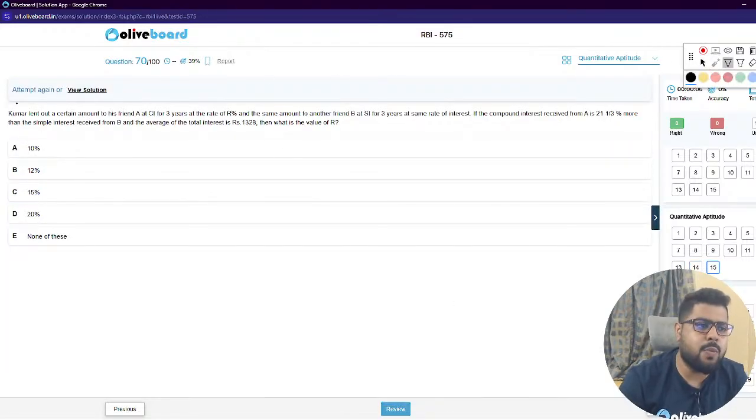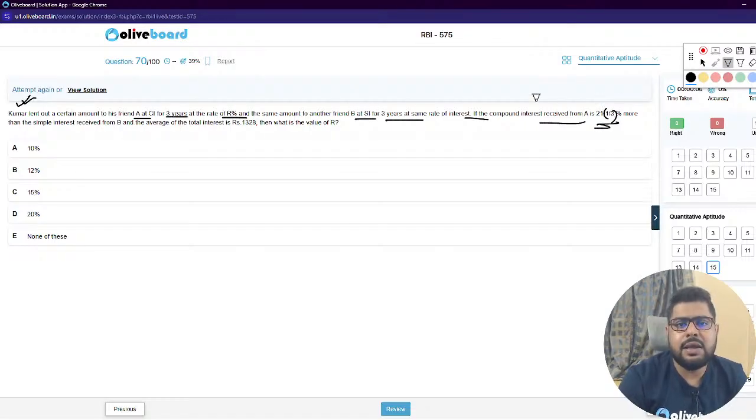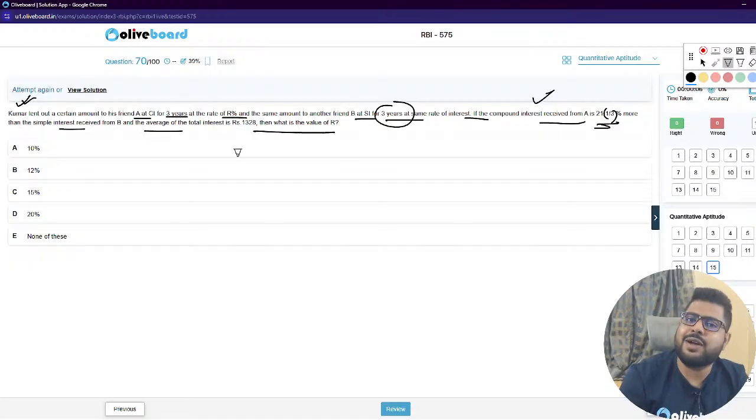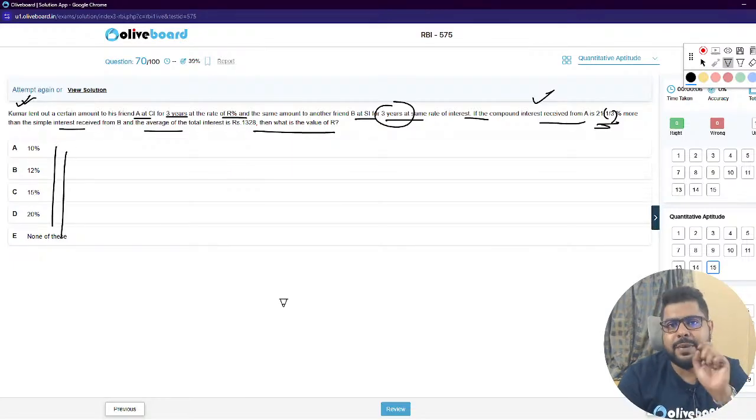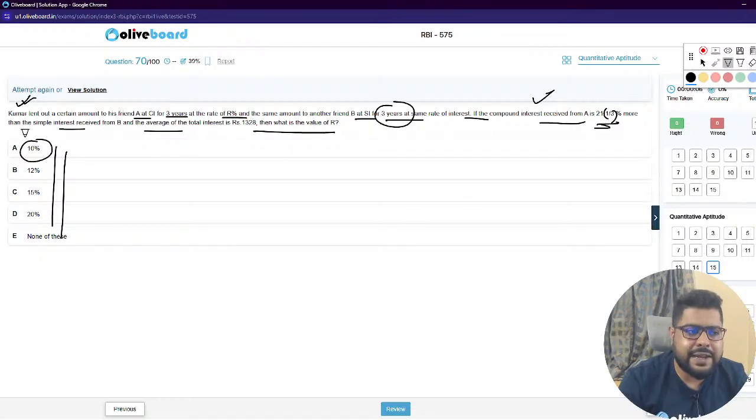Last question, sir. Kumar lent out a certain sum at CR%, another B at this. 21 whole 1 by 3% more than SI after 3 years. Sir, you can do it in a big way, but I'm showing you a shortcut. Going by the options. So CI for 10%, if I take, this is the answer.